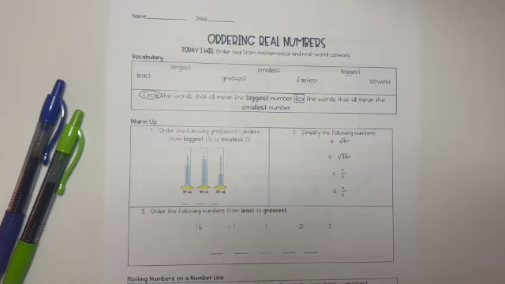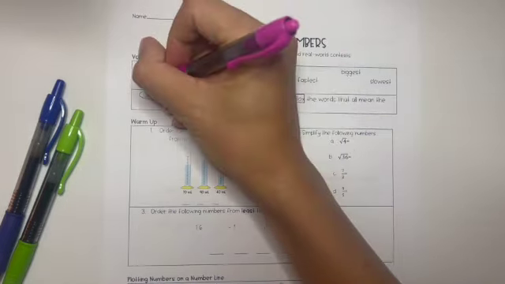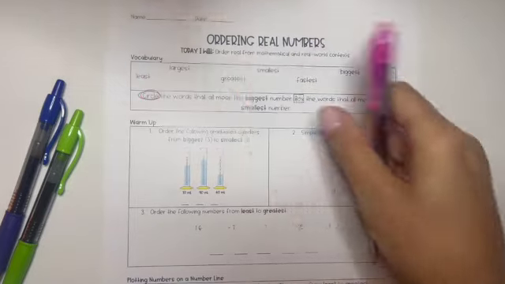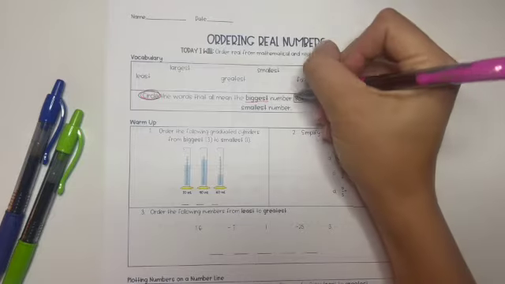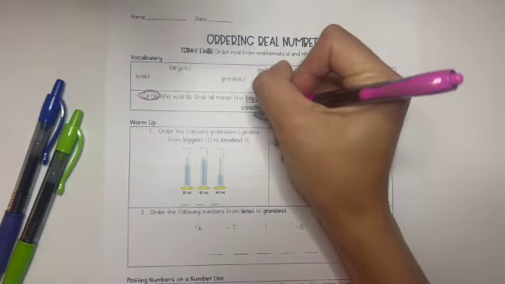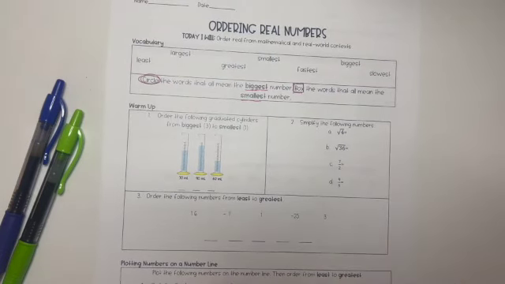The first thing that they're going to do is circle the words that mean the biggest number. And then I'm going to box the words that mean the smallest number. This is just a good refresher. Give them 1 minute to do that and come back and we'll check their work.